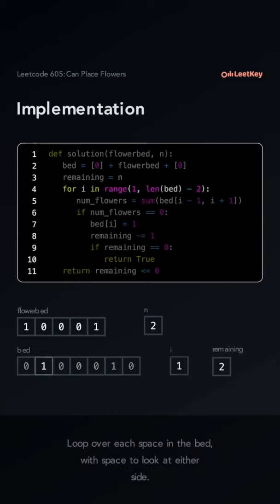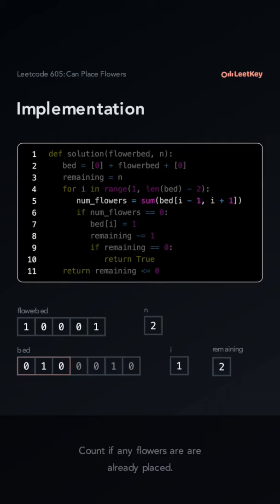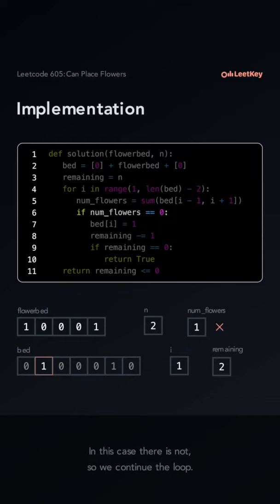Loop over each space in the bed with space to look at either side. Count if any flowers are already placed. In this case, a flower is placed in position 1. We check if there is room for a new flower. In this case, there is not, so we continue the loop.